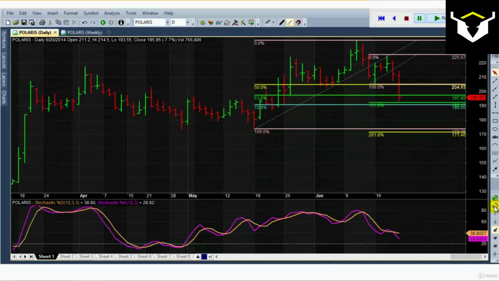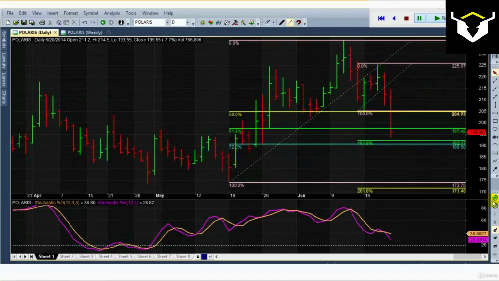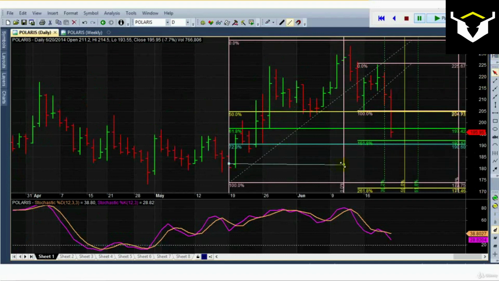My next step is plotting time ratios. I'll use this from this point to this point. So we have three suggestions. The first one is a low will be made at 19 June. The second one is a low made at 24 June. So if prices hit this range, we can draw a square of this price band and time band.